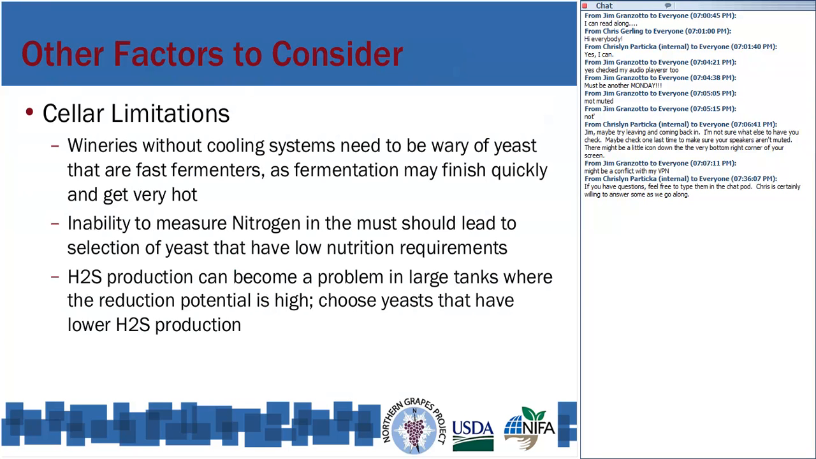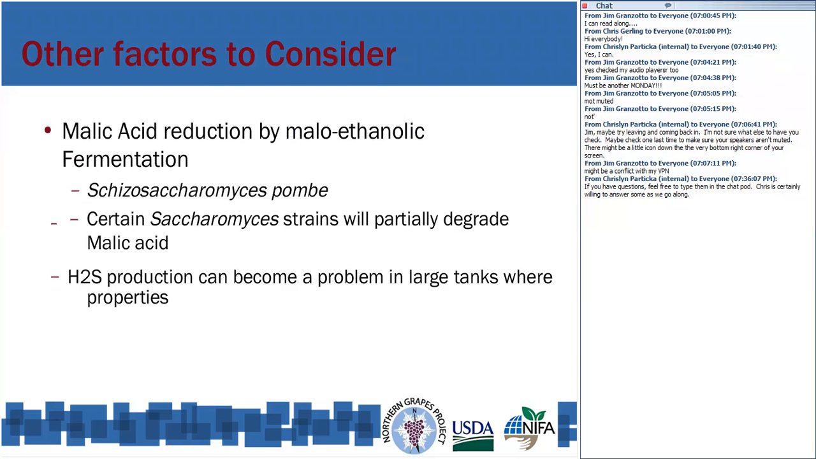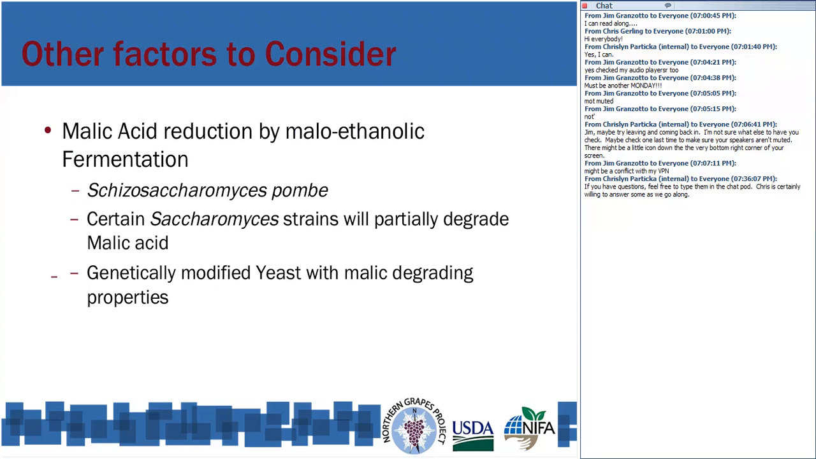If you can't measure nitrogen, so if you have limited ability for lab analysis, you should probably lean toward yeast that have low nutrition requirements. And I know this isn't a huge problem in a lot of northern wineries, but if you have large tanks, which you see more in California or bigger industries, there's a bigger reduction potential in those tanks, so you probably want to choose a yeast that has lower hydrogen sulfide production, so you can limit some of those reduction aromas.